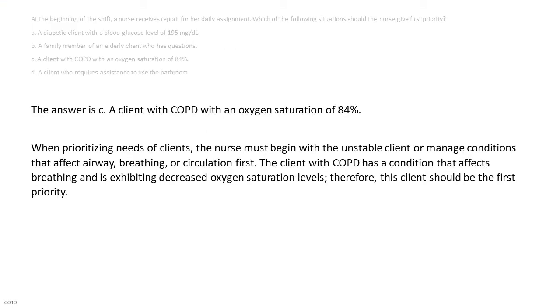The answer is C. A client with COPD with an oxygen saturation of 84%. When prioritizing needs of clients, the nurse must begin with the unstable client or manage conditions that affect airway, breathing, or circulation first. The client with COPD has a condition that affects breathing and is exhibiting decreased oxygen saturation levels, therefore, this client should be the first priority.